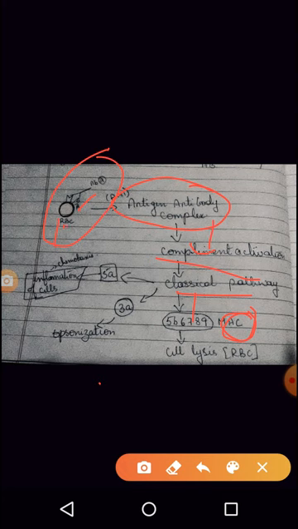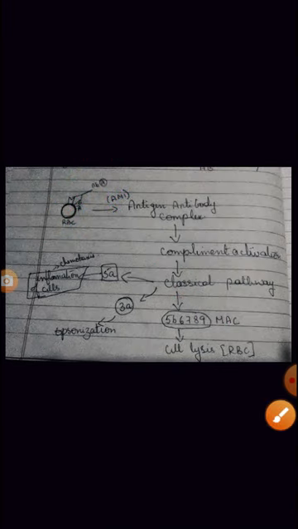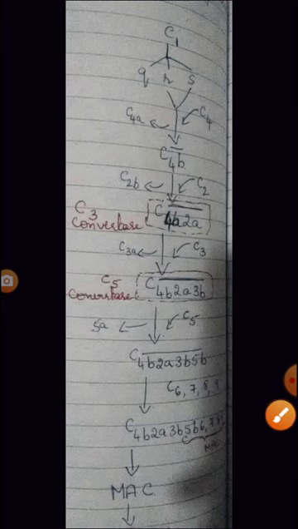So ultimately this RBC is lysed and this entire component is lost. Now I will talk to you about this classical pathway in the next slide. See, this is the classical pathway.